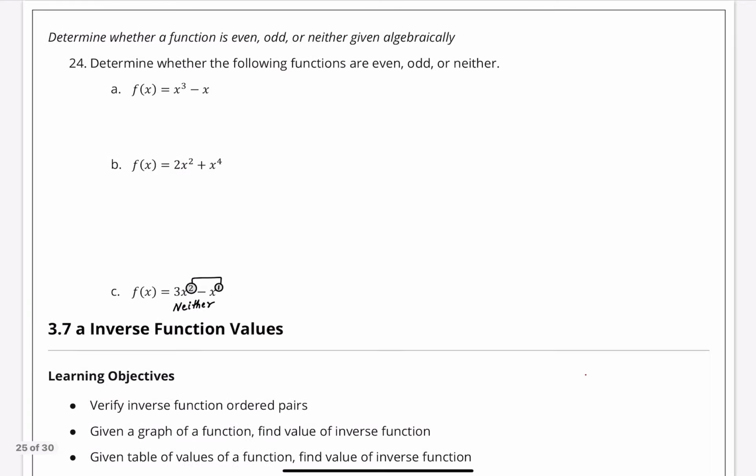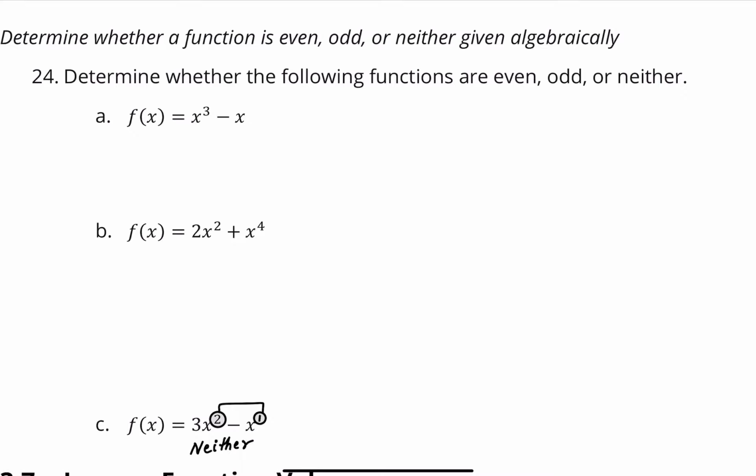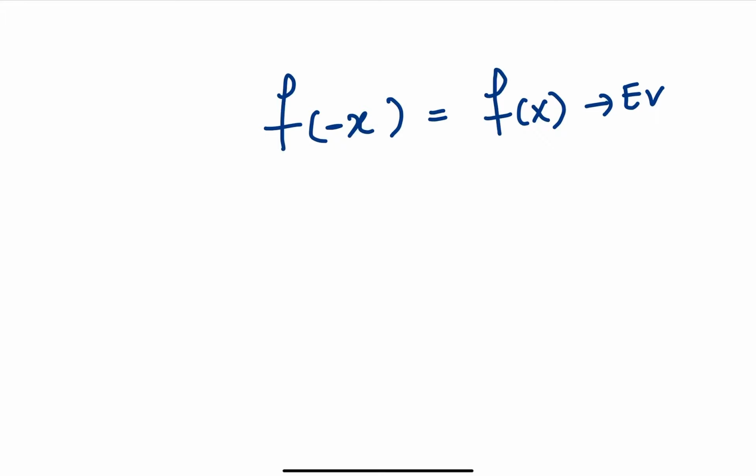What's the next one? They said determine algebraically if a function is even or odd. So for this, let's go ahead and see what's the concept of the function to be even or odd algebraically. So I have a function f of x, and what I'm going to do is replace my x with negative x. When I replace my x with negative x, the function does not change. If the function does not change, then that's an even function.